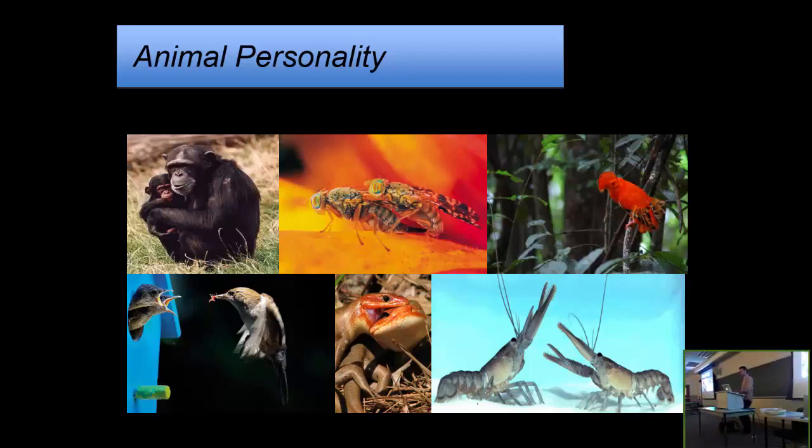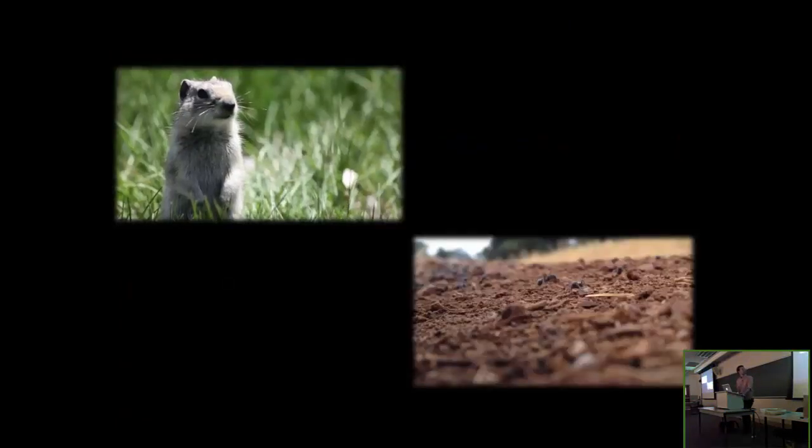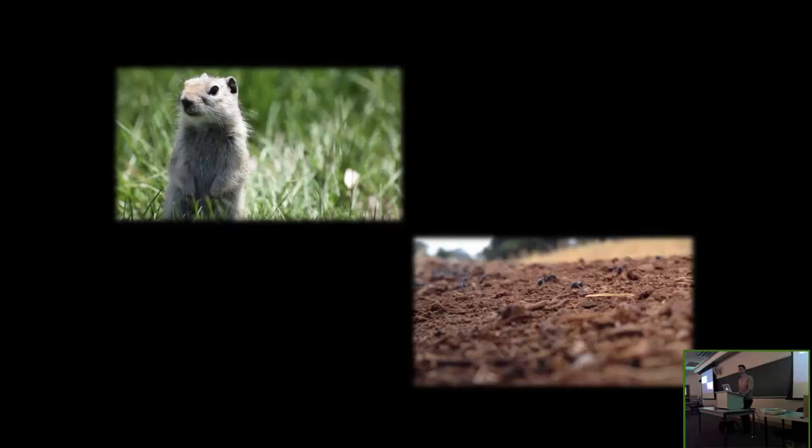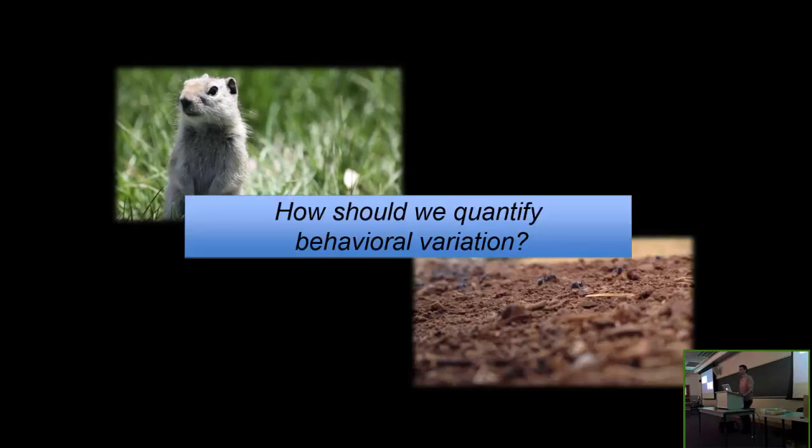And the species that I'll be focusing in on, as was mentioned, is up on the right, these cute little guys, Belding's ground squirrels, which will be the focus of most of the talk. But then I'll also be presenting a little bit of data on harvester ants down in the lower left there. Very different species, kind of spanning the range of species that exhibit personality.